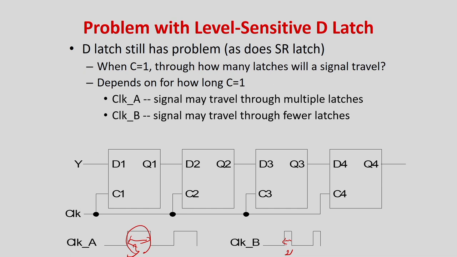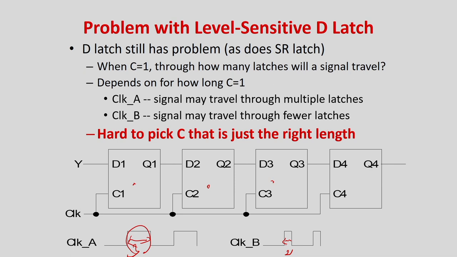But what do we want? Our problem is that we want to shift one bit every clock cycle from the left latch to the right latch, from this latch to this latch, one bit at a time. That means we want to right shift 1 bit per cycle, but with the RS latch or this level sensitive D latch, it is not happening. It is hard to pick the size of the clock, particularly the pulse width, that is just the right length.